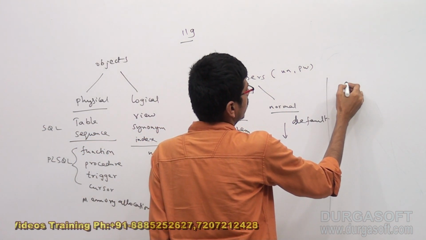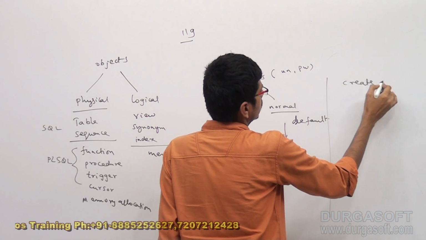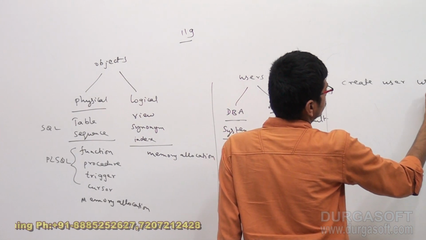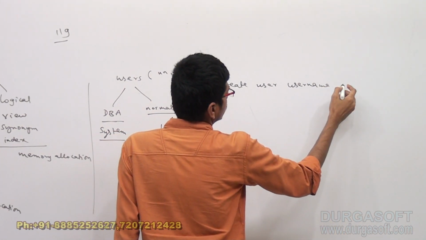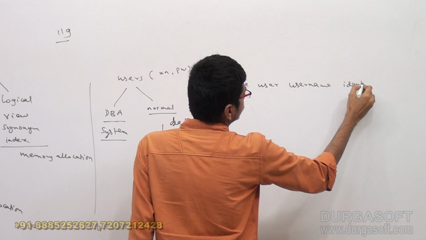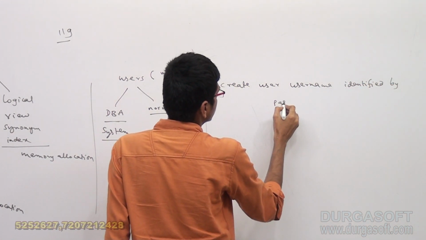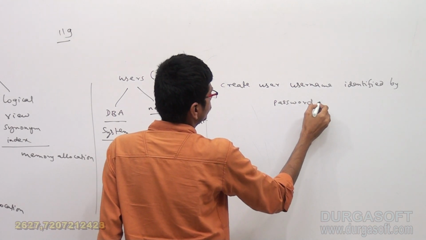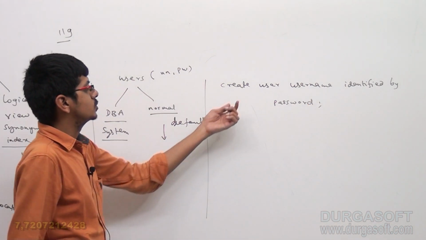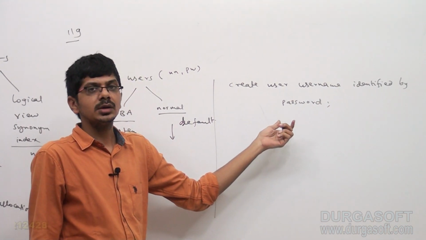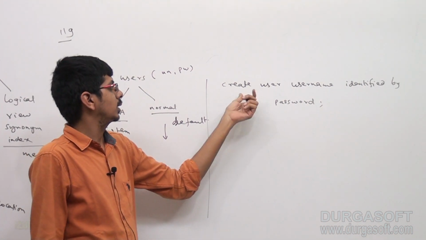So you will be having something like that: create user, some username identified by some password. Okay, create username identified by some password. A new user is created by this command.